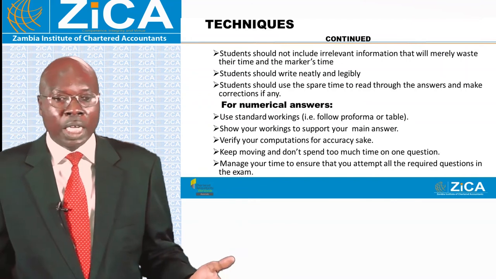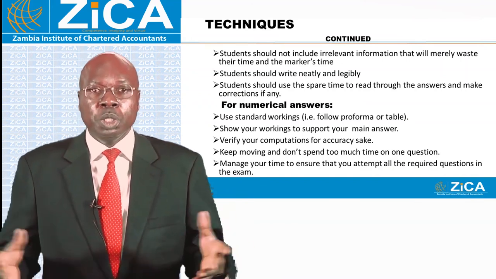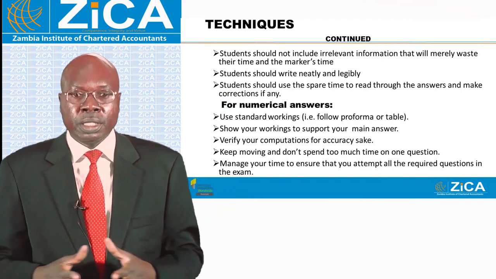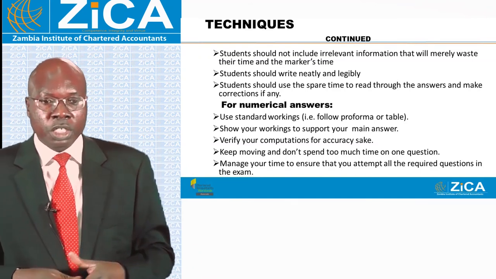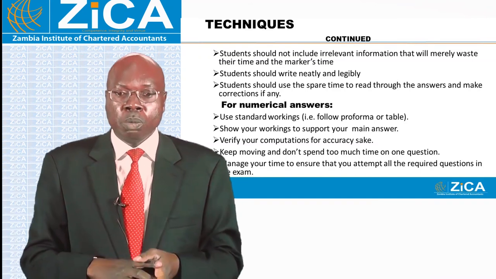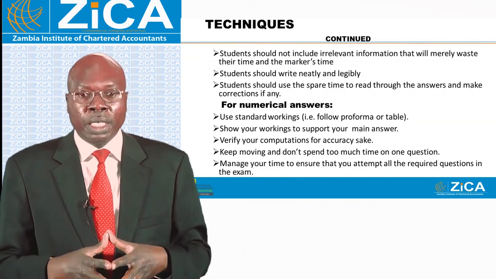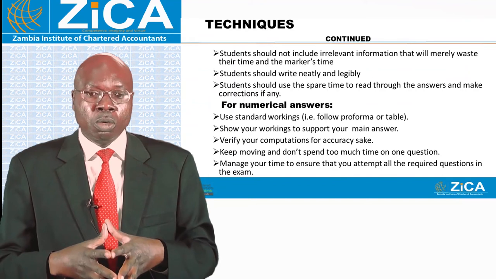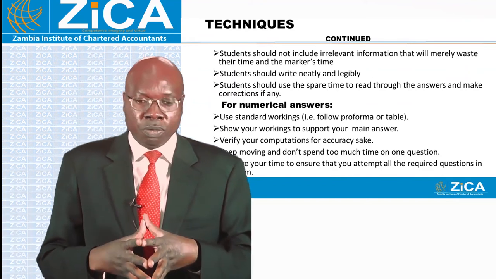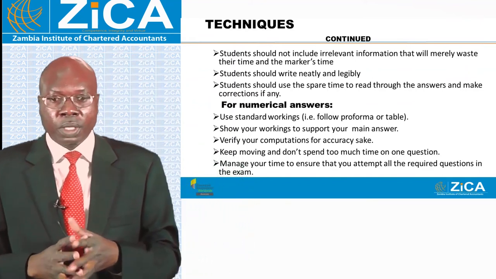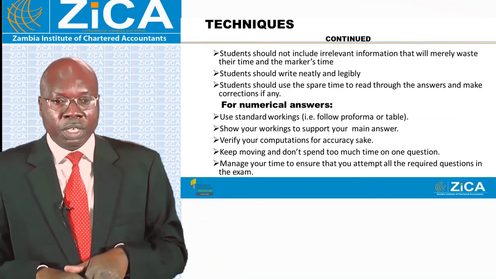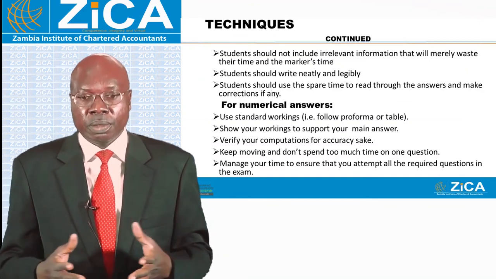So for numerical answers, use standard workings. If possible, use the pro forma that is provided by the examiner. And then show workings to support your main answer. So your main answer must be supported by the workings. And I think that is a normal thing that one has to do, especially for computation questions. And verify your computations for accuracy's sake.